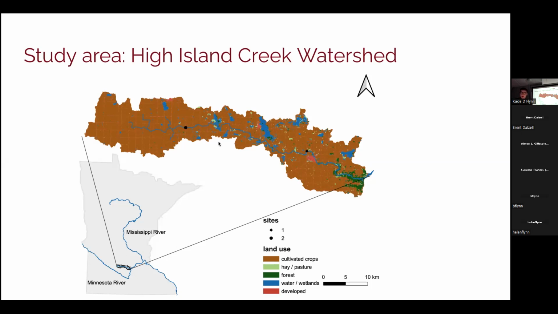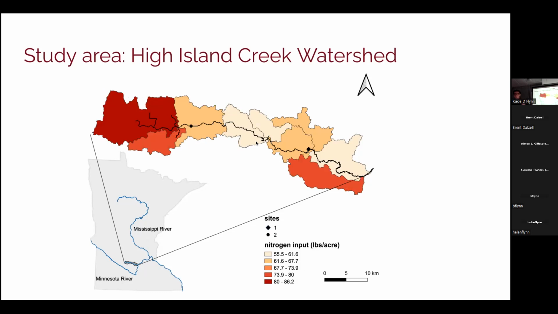One thing I'll point out is that in the upper reaches of the watershed, there's this lower density of lakes and wetlands compared to the middle reaches here. And later on in the talk, the influence of this large lake, High Island Lake, will become important.